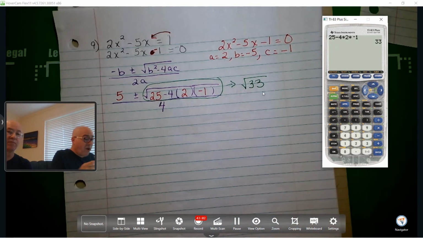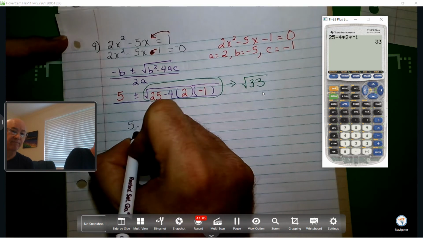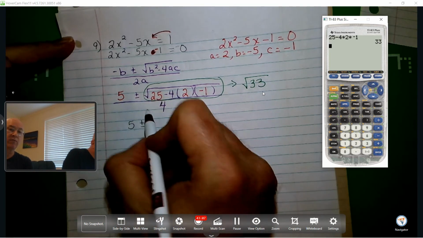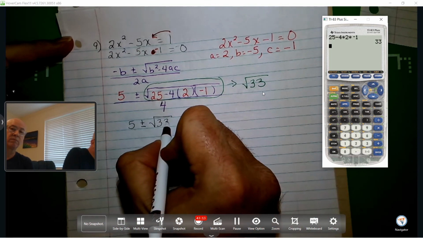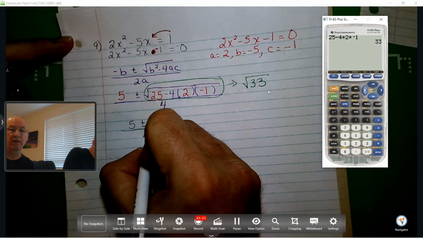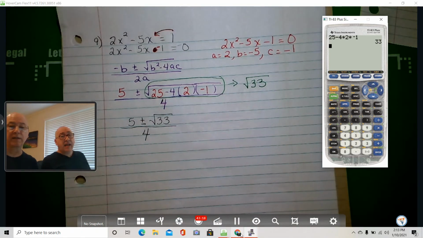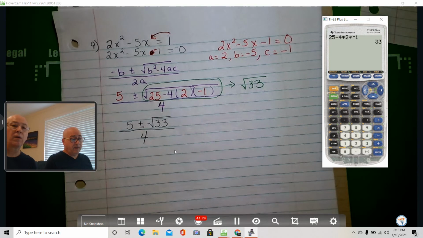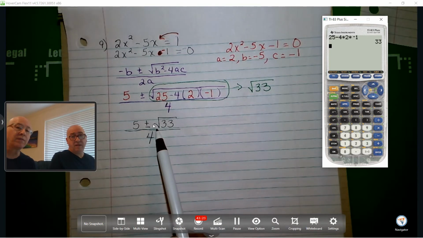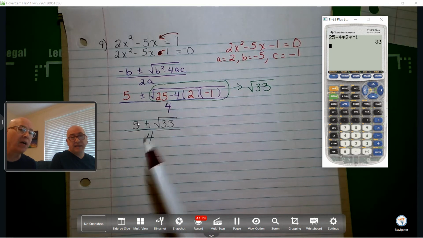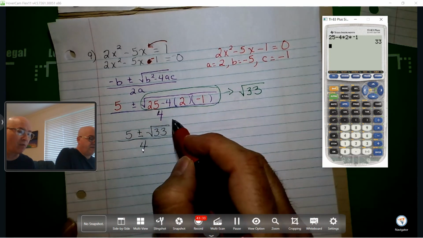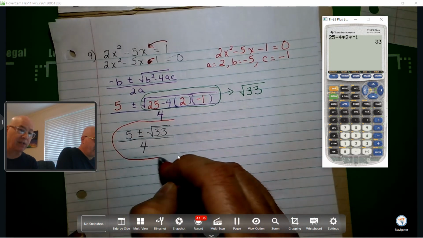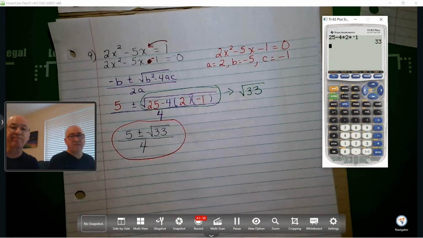So I think we are almost finished with this one. Oh, wow. 20 short years, we'll be through with this homework. 5 plus or minus the square root of 33 all over 4. That can't be simplified. Notice there's no common factor. You don't even see a number outside this radical. So what's the coefficient on the square root? A 1. 1, 5, and 4. What's the biggest number that divides evenly into 1, 5, and 4? The only positive integer is 1, so you can't reduce it.